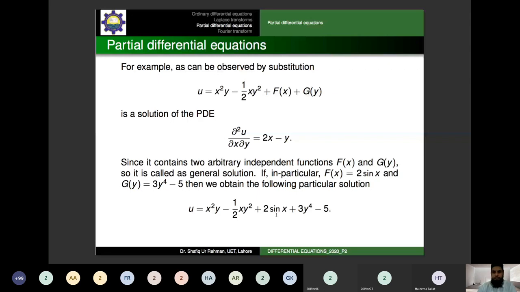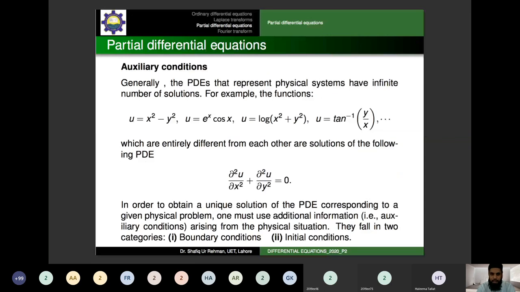Generally, the partial differential equations that represent physical systems have an infinite number of solutions. For example, u equals x squared minus y squared is going to be a solution of this second order partial differential equation. So when do we call a relation between dependent and independent variables a solution? If it satisfies the given differential equation, not only the expression for the dependent variable, but all sorts of derivatives. Take its partial derivatives with respect to x and y twice, plug in over here, and you will see that yes, the equation is satisfied. So we regard this one as a solution to that equation.